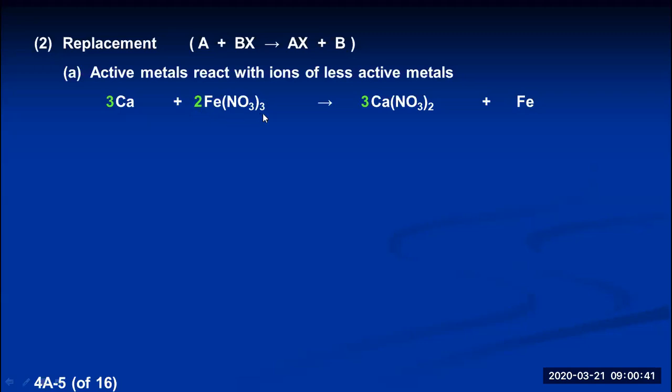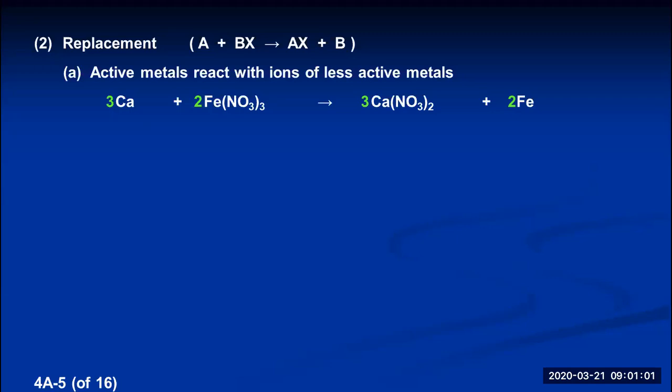This would be 2 times 3 is 6. 3 times 2 is 6. And then once I've done that, because I had 3 calciums here on the right side, I need to put a 3 in front of the calcium on the left side. And I have 2 irons now on the left, so I'll need to put a 2 in front of the iron on the right, and that would balance your equation.